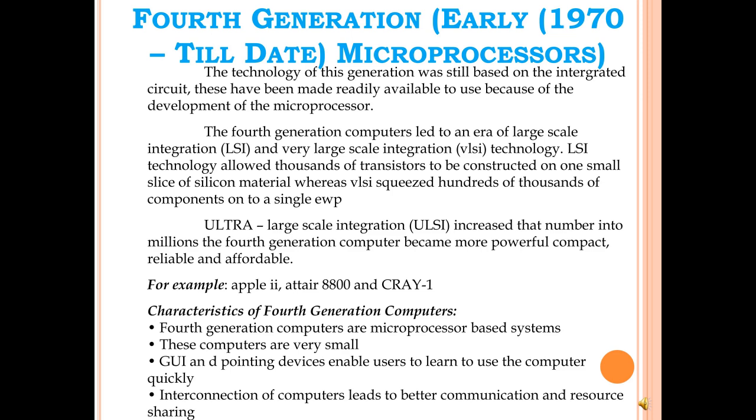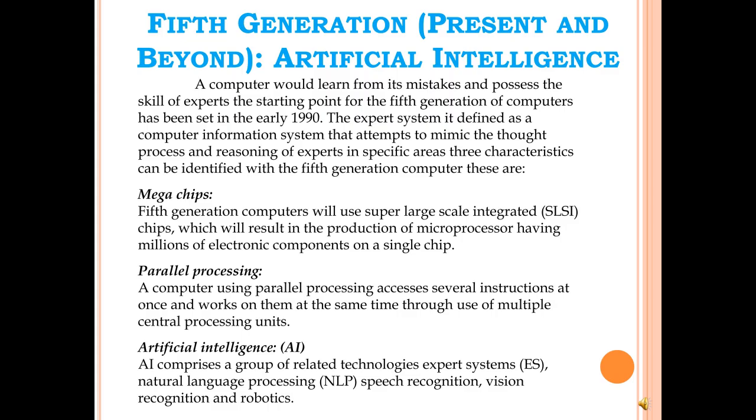Now, the fifth generation, that is the present time in which we are going on right now, and beyond, that means the upcoming future. This is the generation of artificial intelligence. The computer would learn from its mistakes and possess the skill of experts. The starting point for the fifth generation of computers has been set to early 1990.